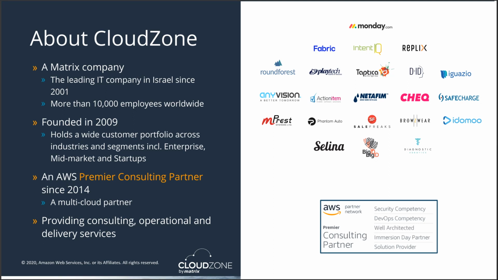Sure. So hi everyone, and thank you for having me. Let's share a few words about CloudZone. CloudZone is an AWS Premier Consulting Partner, and we're actually the first AWS partner in Israel and one of the leading partners in EMEA. CloudZone is a Matrix company. Matrix is the leading and biggest IT company in Israel for the past 20 years that has expanded worldwide and currently has more than 80 companies worldwide with more than 10,000 employees.